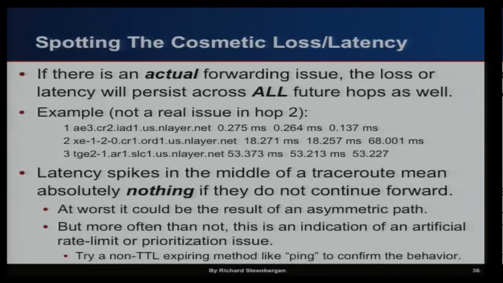But if you see a latency spike in the middle of a traceroute, it means absolutely nothing. If you see loss in the middle of the traceroute, it usually means absolutely nothing. But those are, again, a huge source of people opening traceroute-based tickets: "I saw a drop somewhere in the middle." That didn't mean anything. At worst, it could be the result of an asymmetric path. It took a different path to come back, and it doesn't really matter. But more often than that, it's an indication of just artificial rate limiting, or the box was busy on that particular control plane at that particular time.